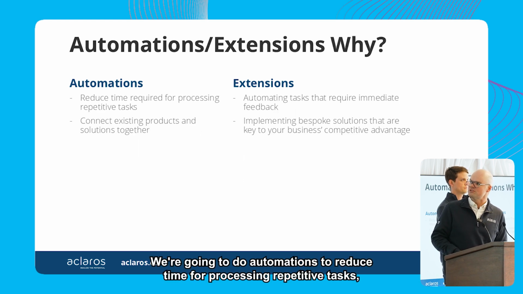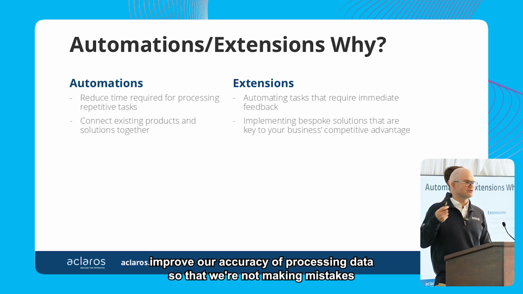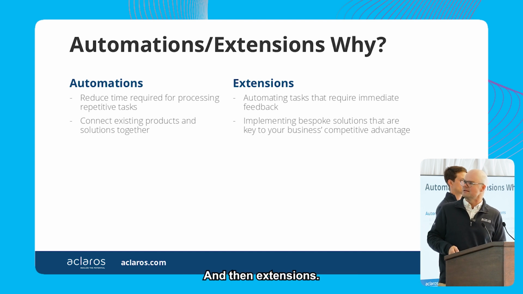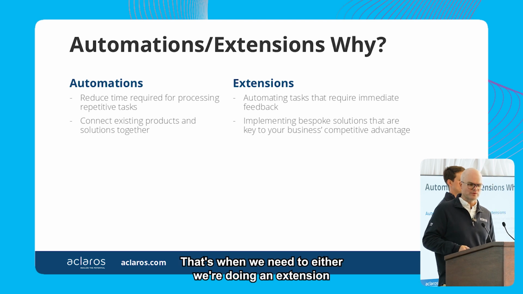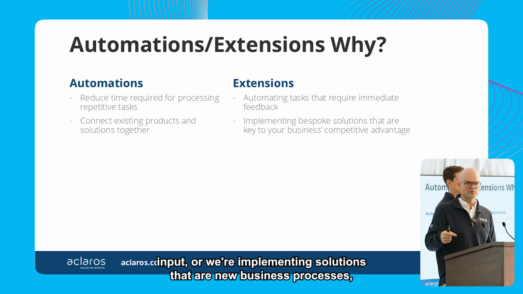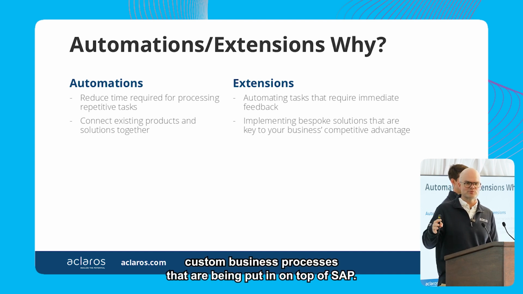Why do we do automations? We're going to do automations to reduce time for processing repetitive tasks and improve our accuracy of processing data, so that we're not making mistakes by translating things from one system to another. And then extensions: we're doing an extension because we need to automate a task that requires real-time feedback or user input, or we're implementing solutions that are new, custom business processes being put in on top of SAP.